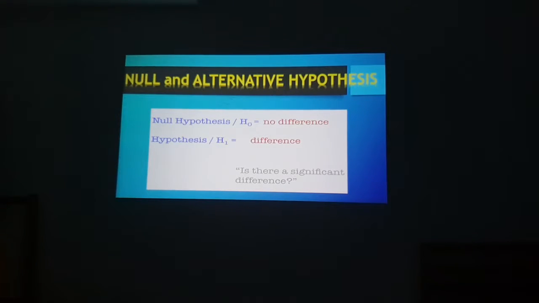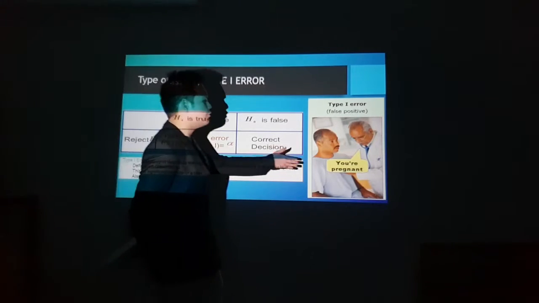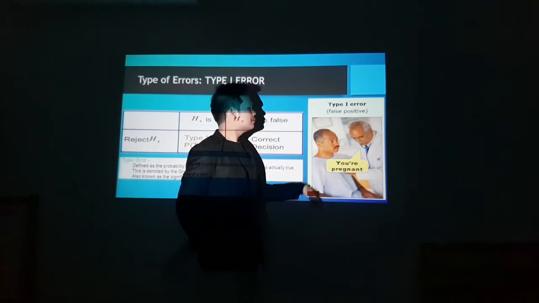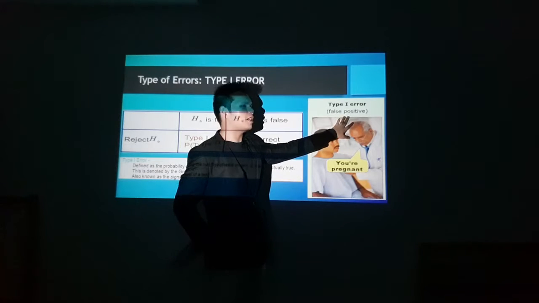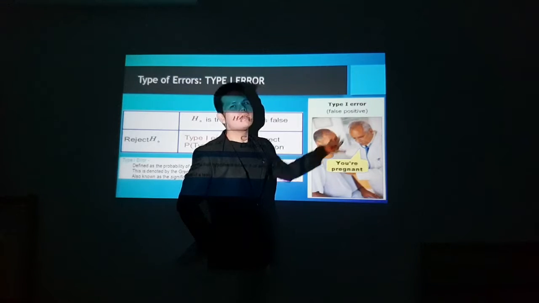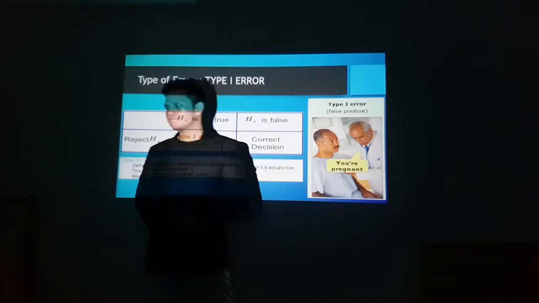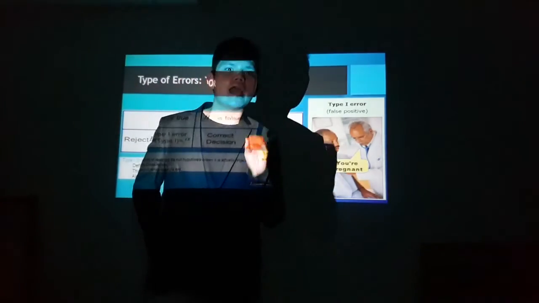Let's say, for example, let's have the different types of error. Type 1 error. The first kind of error that is possible involves the rejection of a null hypothesis that is actually true. Let's say, for example, for this funny but very meaningful example, this is a type 1 error, which is called a false positive. False positive because look at what the doctor mentioned. You're pregnant. It's something positive, but it's false because he said that to a man. So, this is an example of a type 1 error.